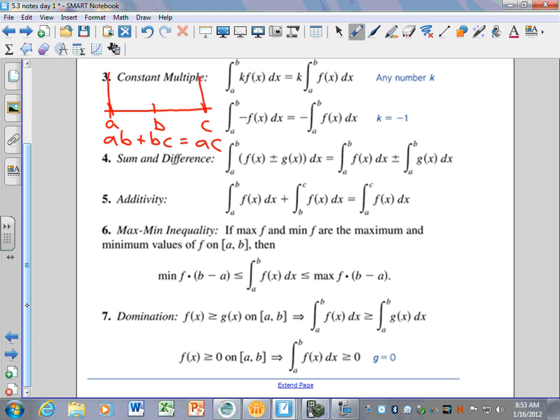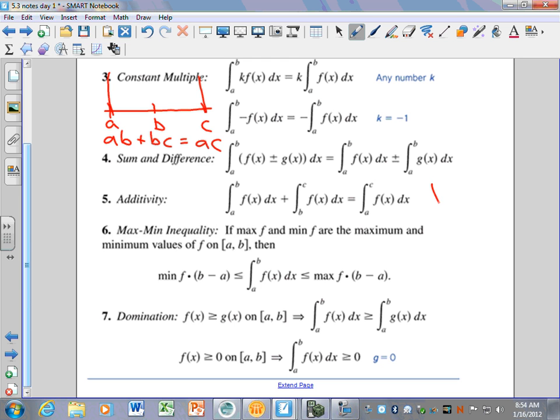About domination, I kind of forgot about that. I don't even know what this says. Let me read it. If f of x is greater than or equal to g of x, then the integral from a to b is also greater than. If the original function is bigger than another function on a given interval, then the value of the integral is also going to be bigger than the other one. I don't really feel like that one's very useful.